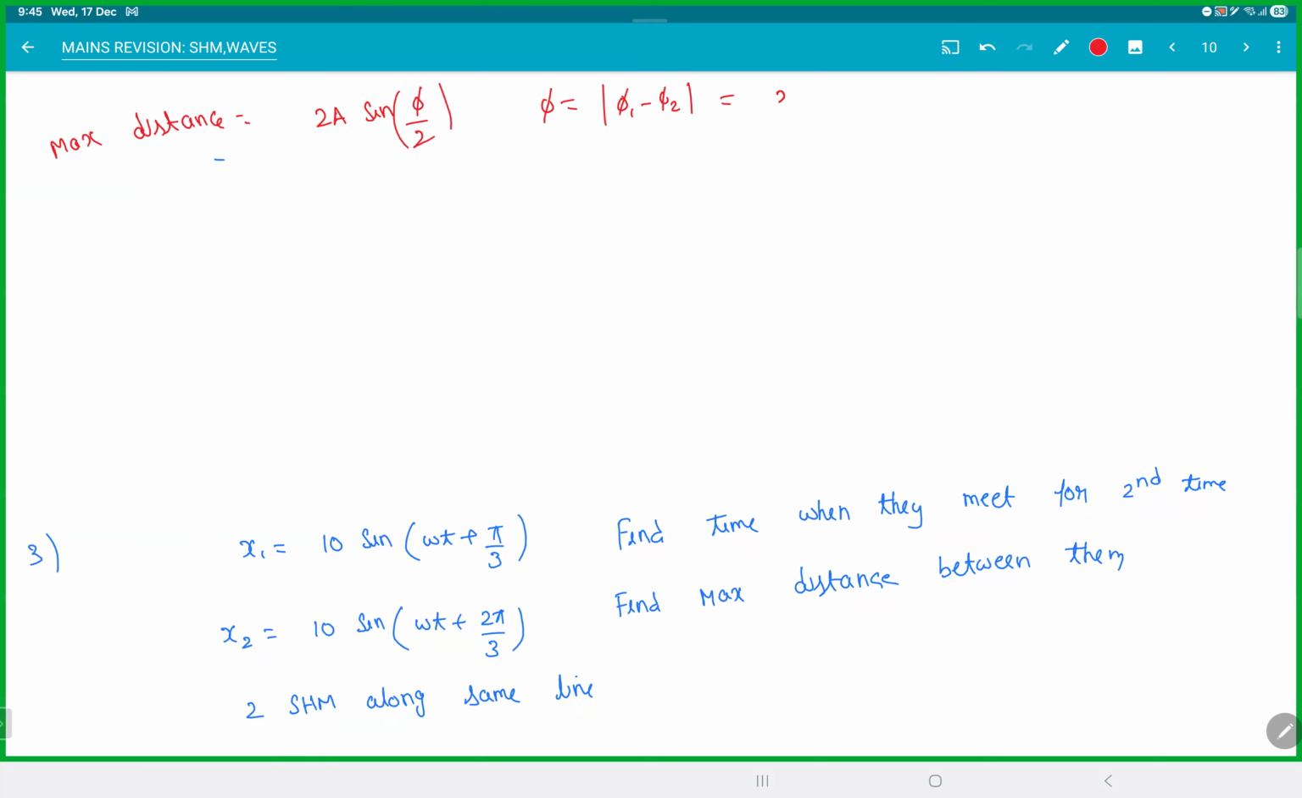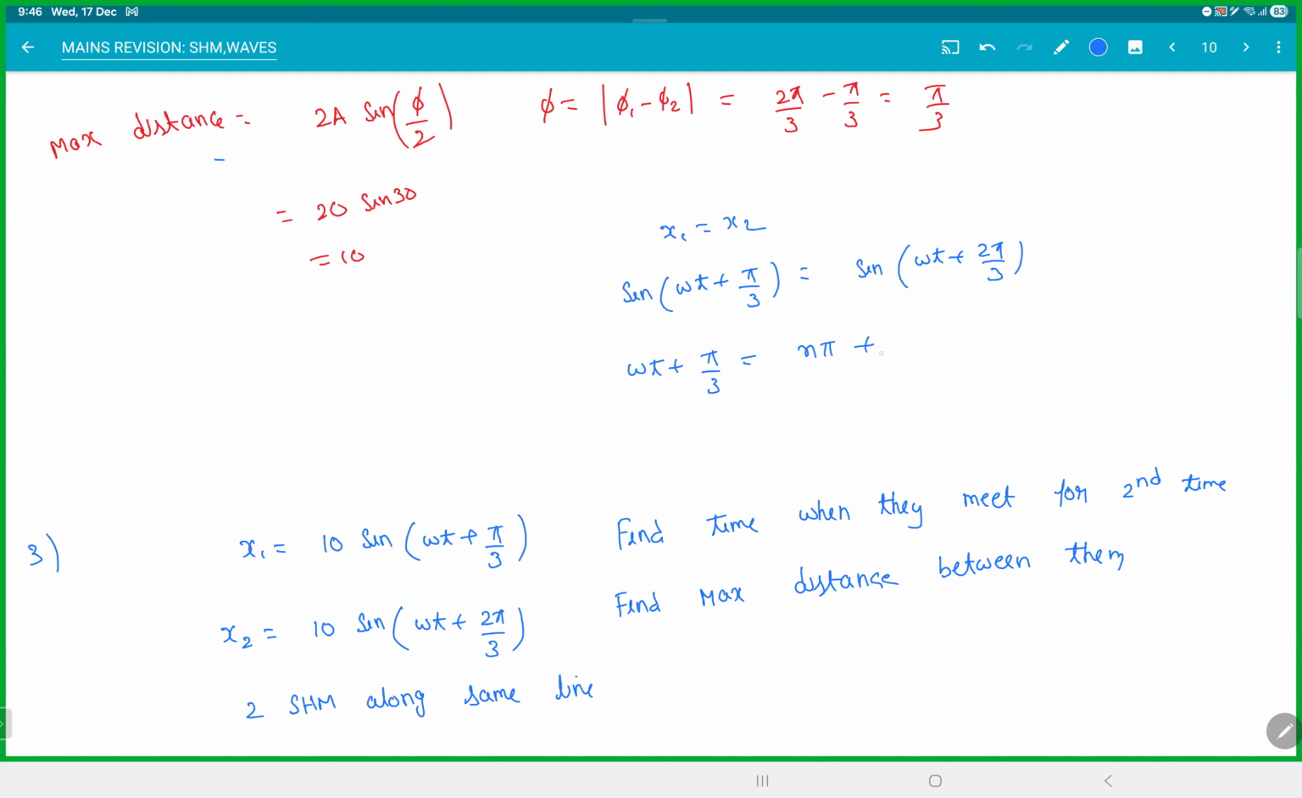In this scenario, it is 2 pi by 3 minus pi by 3, pi by 3. 20, that will be sine 30. 10. Don't forget that. How do you find the time though? Find the time when they meet for the second time. So if they're meeting, x1 is equal to x2. Sine of omega t plus pi by 3 is equal to sine of omega t plus 2 pi by 3. If sine theta is equal to sine alpha, you know what the formula is there? Omega t plus pi by 3 is n pi plus minus 1 whole power n times omega t plus 2 pi by 3.